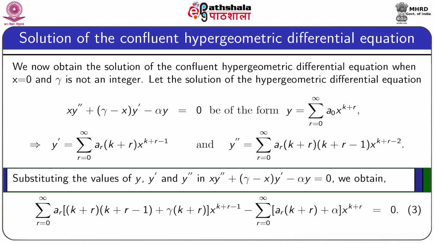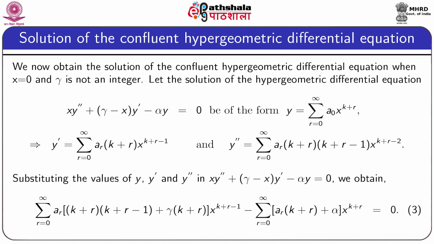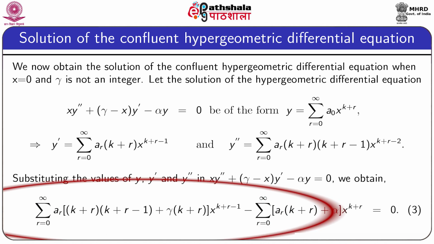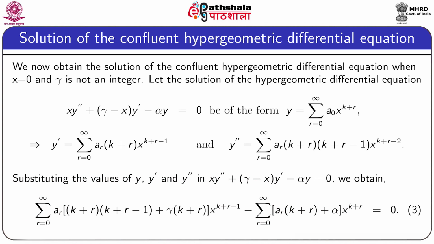We substitute these values of y, y dash and y double dash in the equation x y double dash plus gamma minus x into y dash minus alpha y equal to 0, and we will get equation number 3, which is summation r equal to 0 to infinity a r k plus r into k plus r minus 1 plus gamma times k plus r x to the power k plus r minus 1 minus summation r equal to 0 to infinity a r k plus r plus alpha into x to the power k plus r equal to 0.